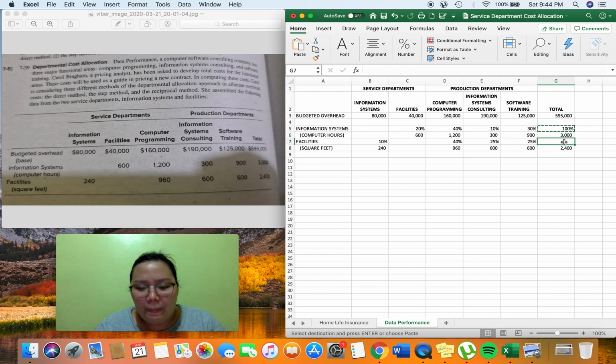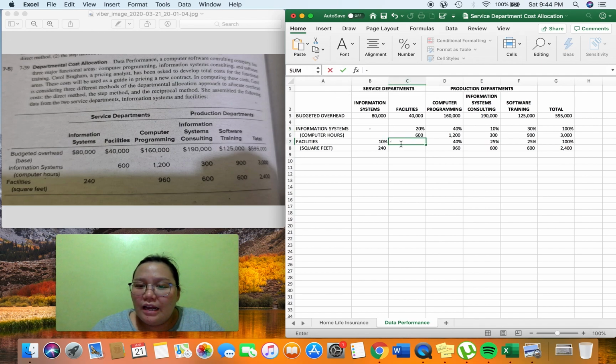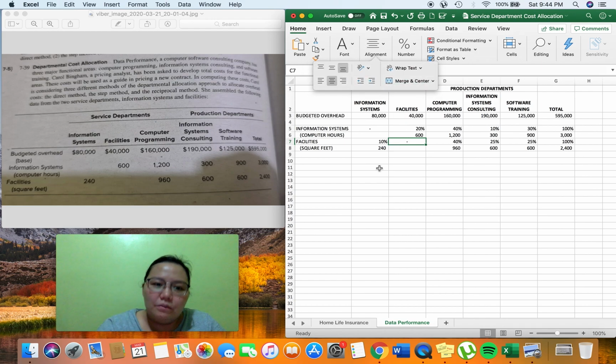It's 100% also. Another thing that you should observe is that the information system, of course, also uses computer hours. But we do not assign, we disregard the benefit that the service department provides to itself. So we no longer consider it. That's why with the facilities, of course, they also occupy space, but we are not allocating anything to them. It would be confusing if you also allocated to yourself.